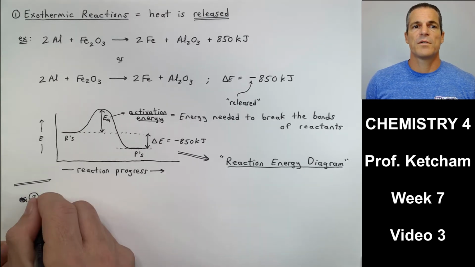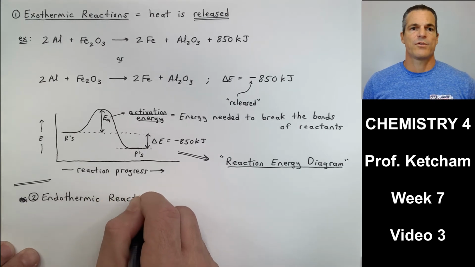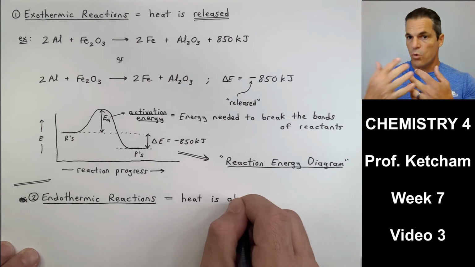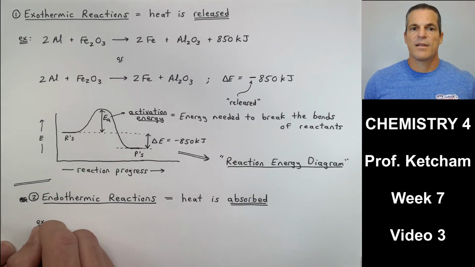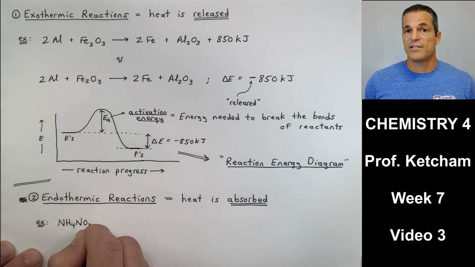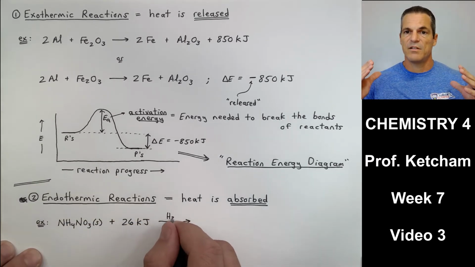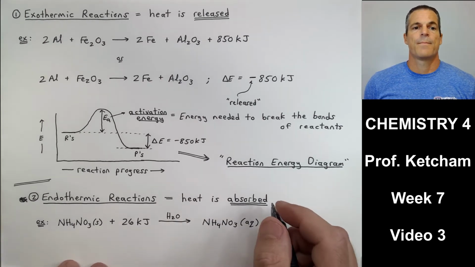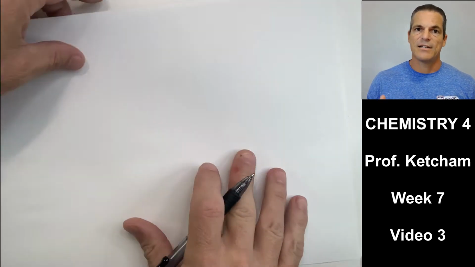Well, if the first one is exothermic reactions and heat's released, the second one is endothermic reactions, where heat is absorbed or heat is required or heat is needed. It's absorbed, and if you were to run a reaction like this in the test tube, it would feel cold to the touch because heat is leaving the surroundings and going into the reaction system. So I've written the 26 kilojoules as a reactant there because that's needed, it's absorbed.